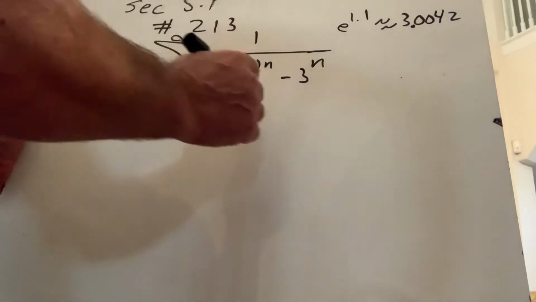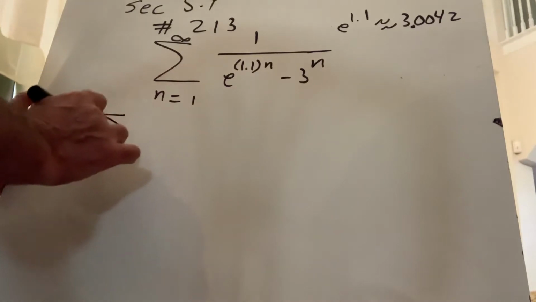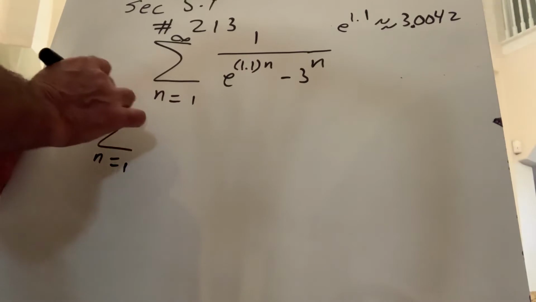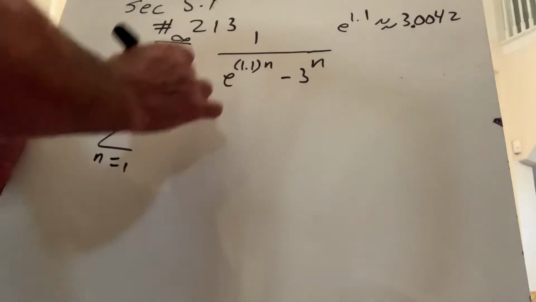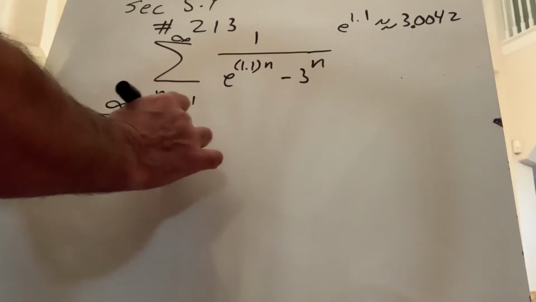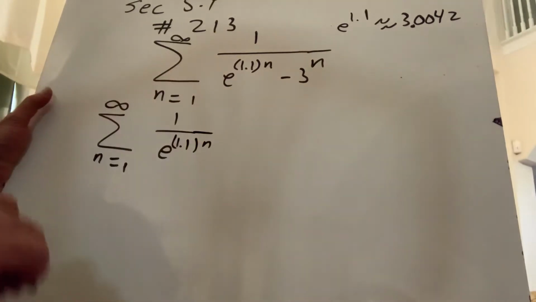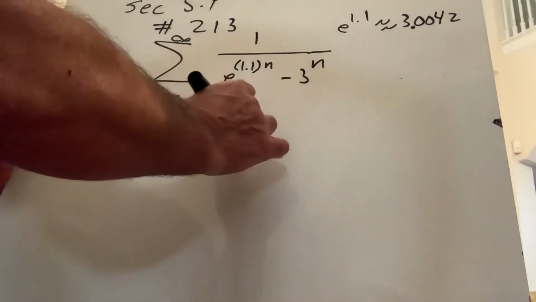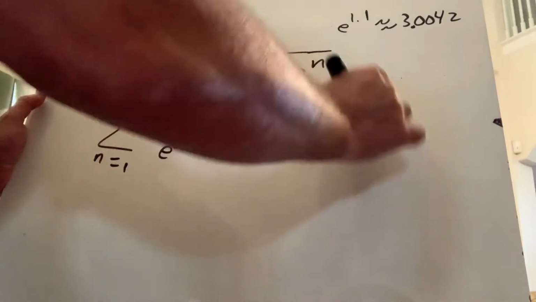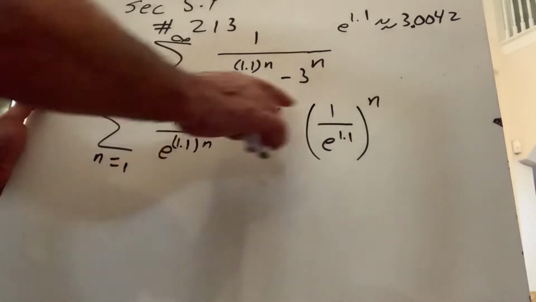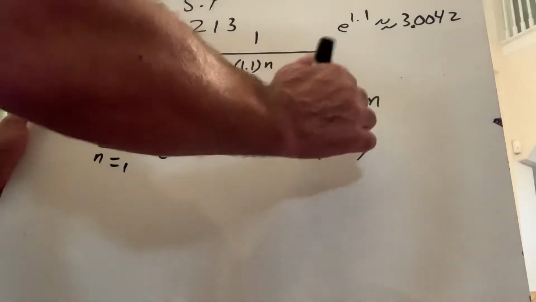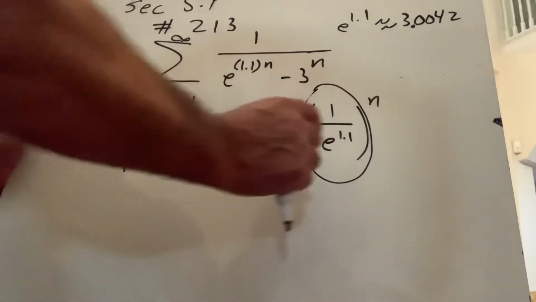So the motivation would be to compare this to the series, and by the way, this is a geometric series. You learned about geometric series a couple of pages back. Because that is the dominant term, we're going to use the same term. Why is this geometric series? Because you can rewrite this as 1 over e to the 1.1, and then the quantity to the n. If you raise 1 to the n, you still get 1. And this is your ratio.